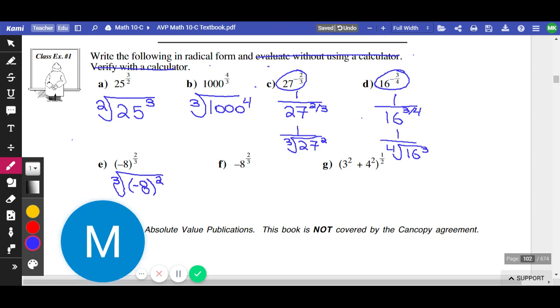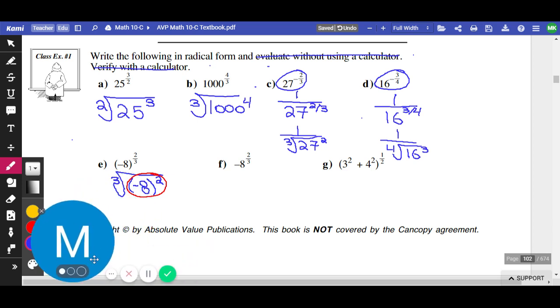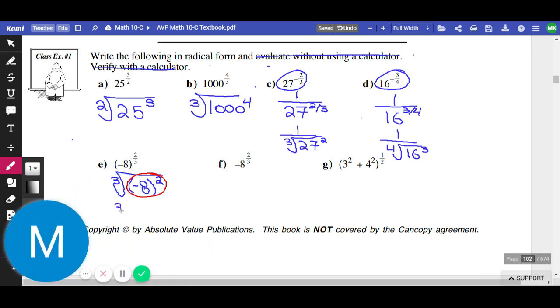Now, it would be a good idea on most of these questions to maybe simplify this if it's possible. So, for instance, that radicand, instead of being written as -8 squared, you could write it as 64. If you actually calculated that, it would change to be 64.